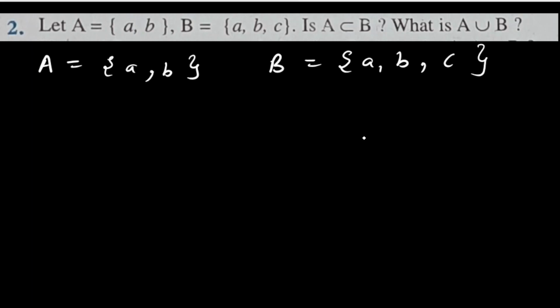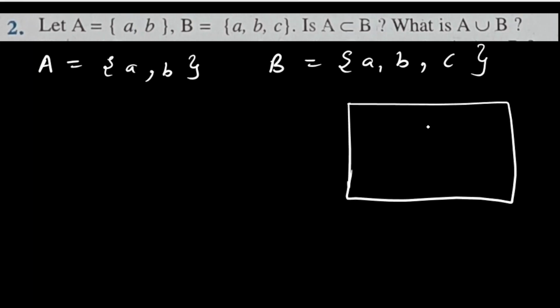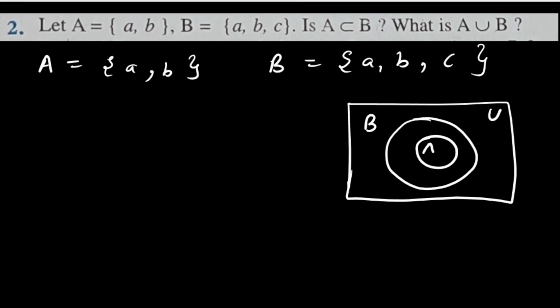So subset means, suppose this is some universal set. With the help of a Venn diagram I'll explain. Here suppose I have a bigger set B. This is U. This is B. And suppose here I have another set. This is set A. So what is A? A is {a, b}, so here I am writing a, b. And what is B? B is {a, b, c}. Suppose c is somewhere here. I'll just write A outside for better clarity. Suppose this is set A and its elements are a, b.